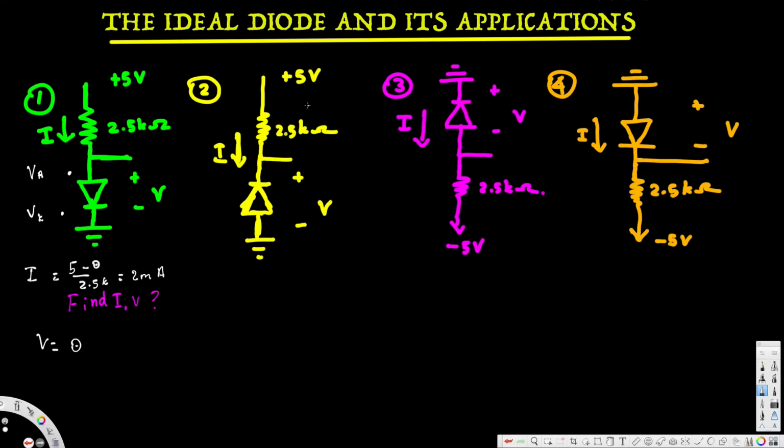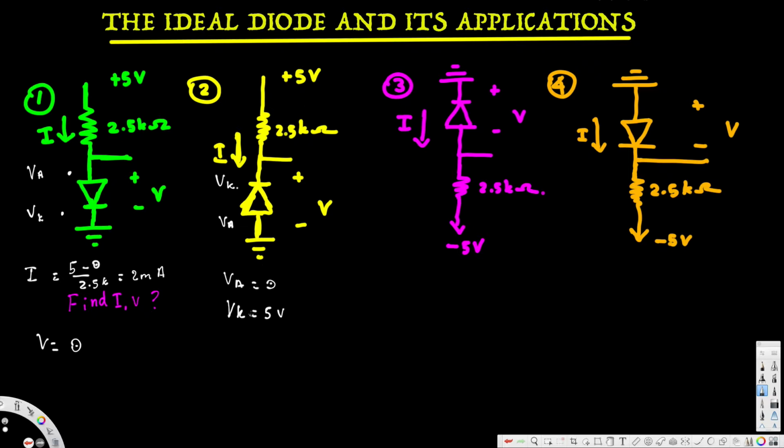Now let's look at the second one. If we remove this one, this is our VA for this one. This is the anode side and this is the cathode side. This is connected to the ground, so VA is equal to 0. VK is going to be equal to 5 volts.